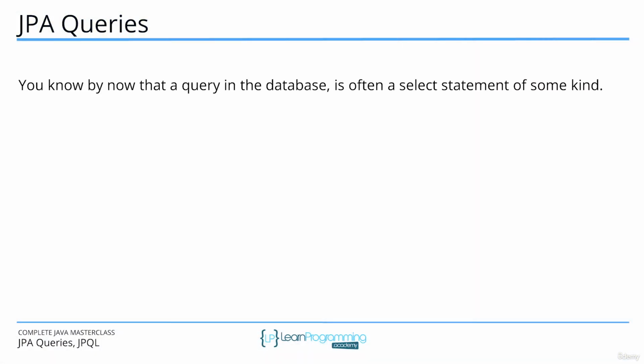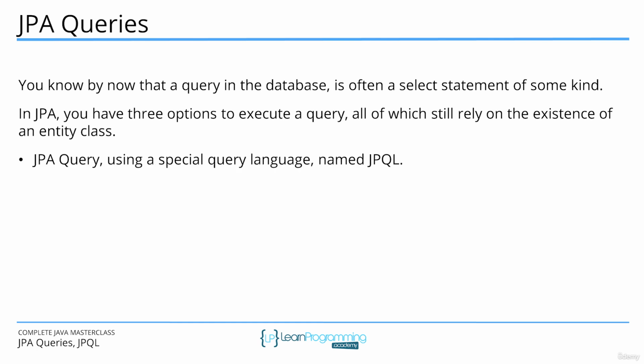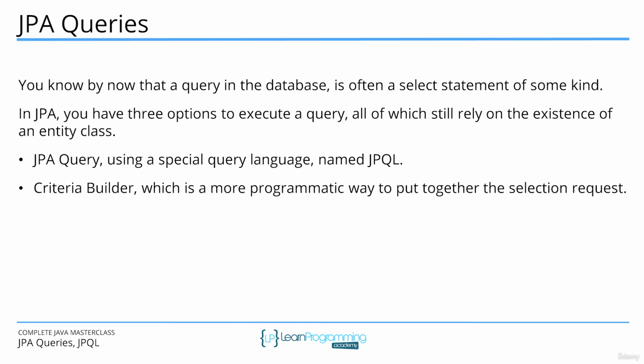You know by now that a query in the database is often a select statement of some kind, but can also be an update, insert, or delete statement. In JPA, you have three options to execute a query, all of which still rely on the existence of an entity class. You can use a JPA query using a special query language named JPQL. There's something called a criteria builder, which is a more programmatic way to put together the selection request. Finally, if you're comfortable in SQL, or maybe you have a special need to increase performance, for example, you can still use a native query which relies on SQL.